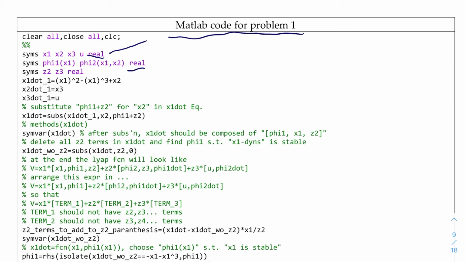So again, phi1 is a function of x1 and phi2 is a function of x1, x2, and z2 and z3. So this is the problem. This is the plant dynamics, with x1, x2, x3, and u inputs. So the first comment says substitute phi1 plus z2 for x1.